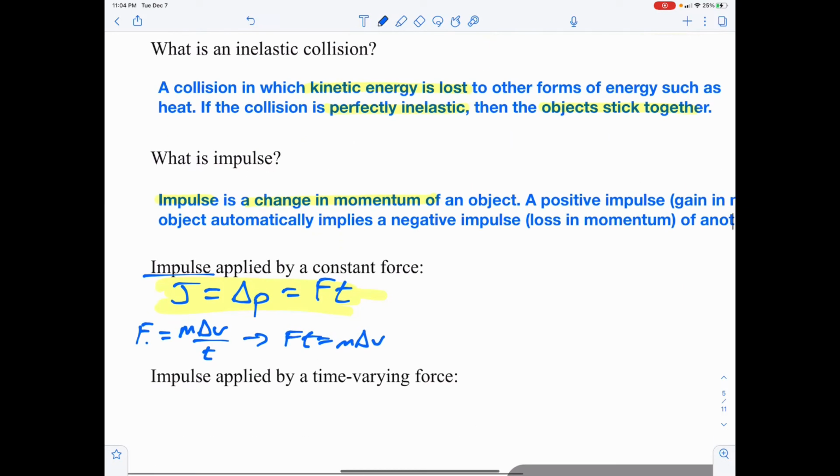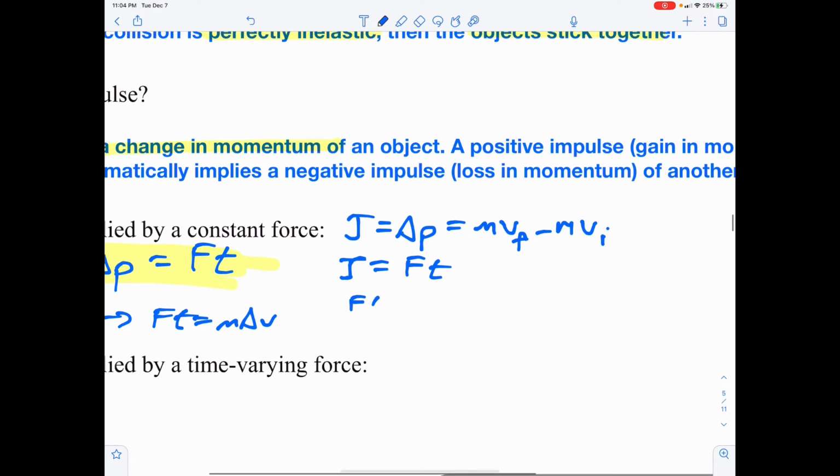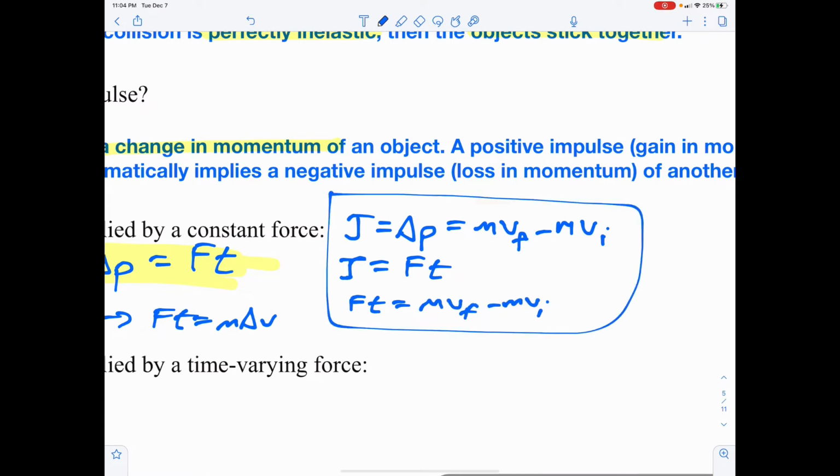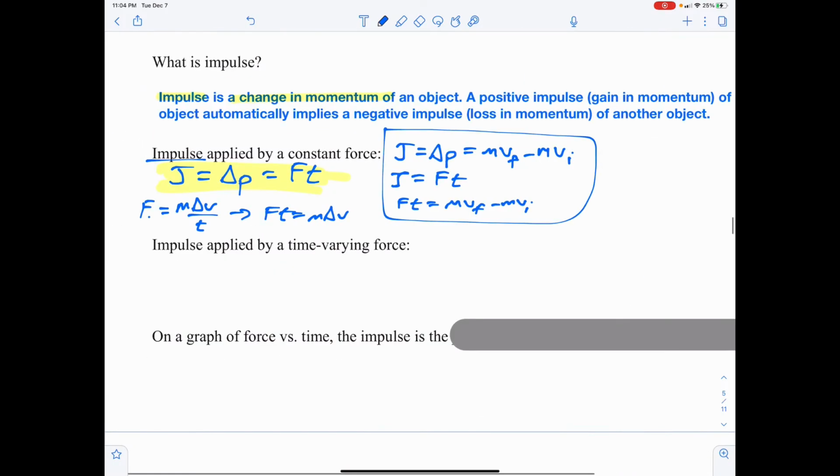Now, what does this tell us? That impulse is equal to a change in momentum, which typically we'll write as mv final minus mv initial. That's the easiest way to write it. But impulse is also equal to force times time, and thus these are equal to each other. In other words, force times time is equal to mv final minus mv initial. So those are the three equations we're going to be using for impulse at various points in time.